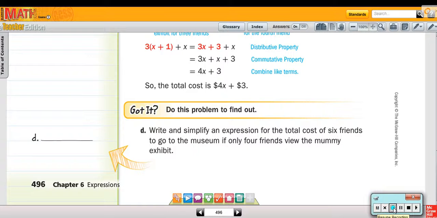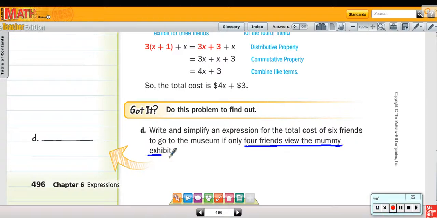Okay, in this problem, I'm going to break it apart. Again, we're looking for the total cost of 6 friends. So we can do this one of 2 ways. There are 2 acceptable expressions. Let's say I'm going to start with the 4 friends that view the mummy exhibit and the museum, right? So what does it cost to go into the museum?